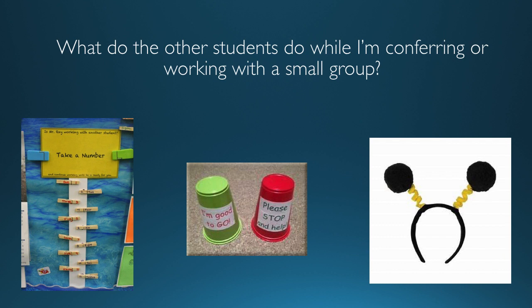You may be wondering what the other students do while you're conferring or working with small groups. This is the time where students are engaged in independent reading. You can use some of these tools to ensure that students don't interrupt your teaching. Some teachers teach students the ask three before me rule and prompt students to ask their peers for help instead of interrupting the teacher. Other teachers use visual cues, such as wearing a busy bee headband, to remind students not to interrupt.